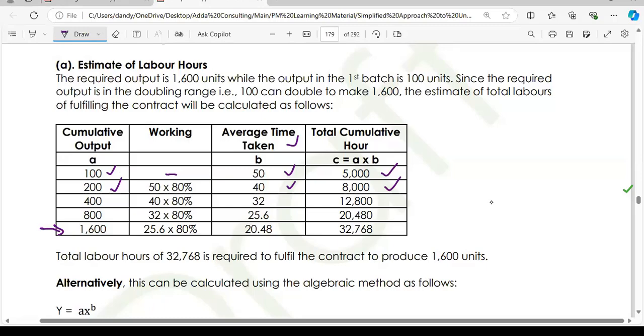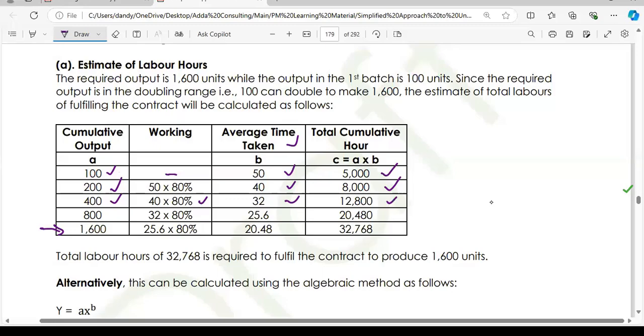Therefore, I want to double 200 to 400. Now that I've doubled 200 to 400, the average time taken to produce the 200 is 40 hours. So this 40 hours will fall by 20%. So I need to apply 80% on it. That is what gives us 32 hours. So to now get the total cumulative hours, 400 multiplied by 32 will give us 12,800.